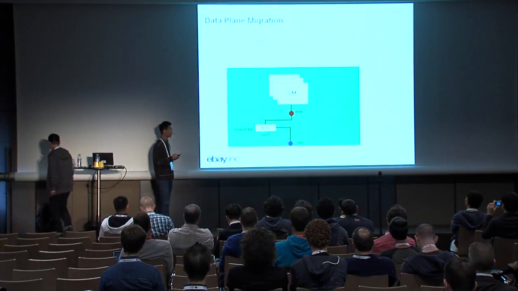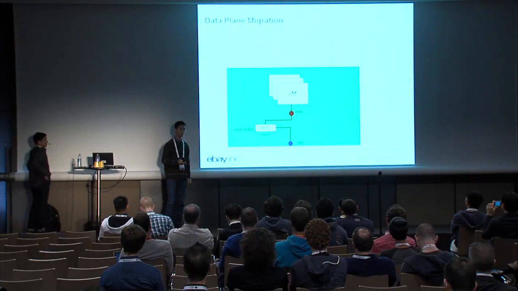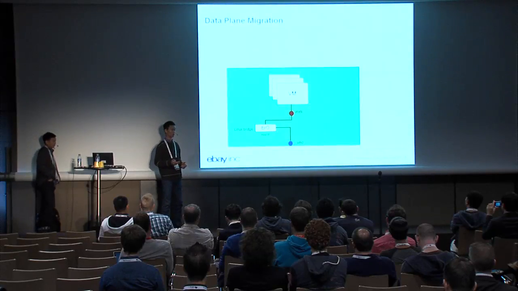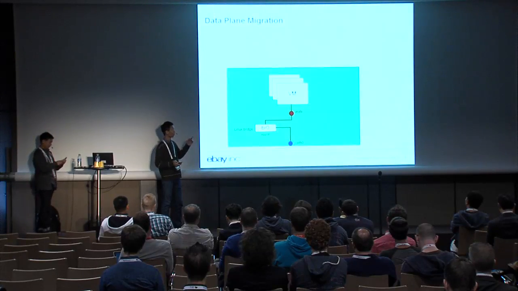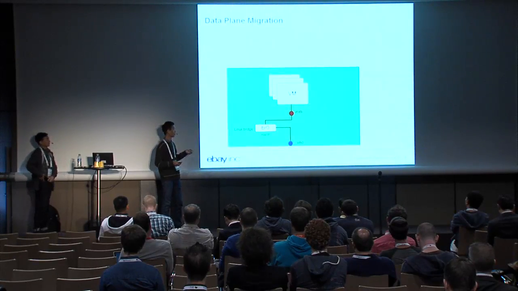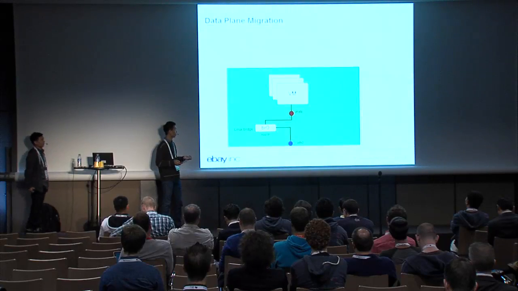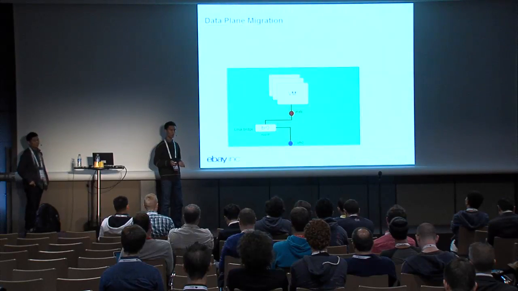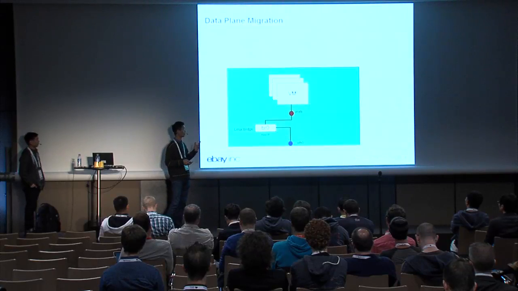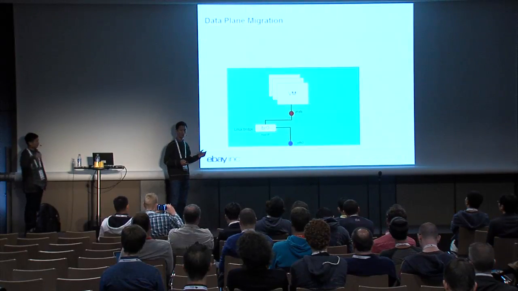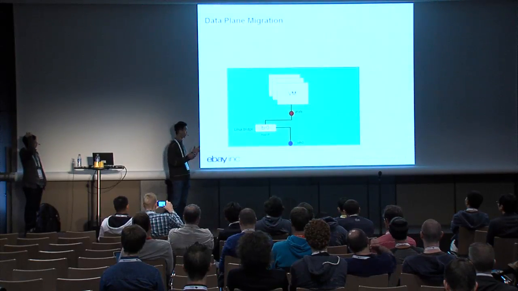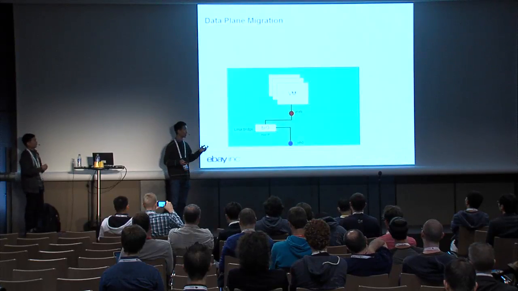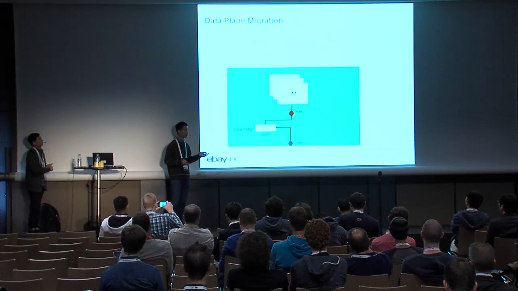For data plane migration, it has to be done for each hypervisor node. So this is one hypervisor as an example. For a hypervisor node, data plane migration means moving the live traffic for all the VMs running on this hypervisor node from the Linux bridge to the Open vSwitch.